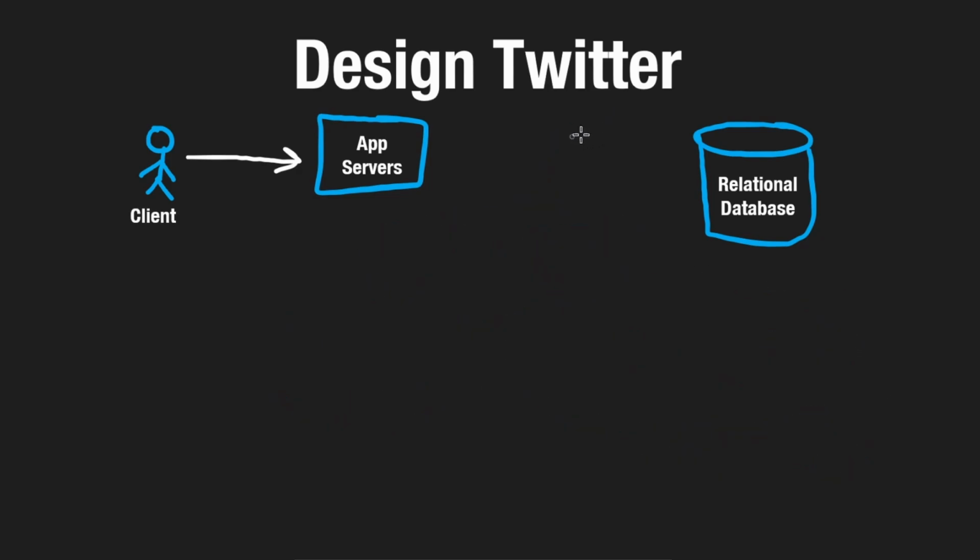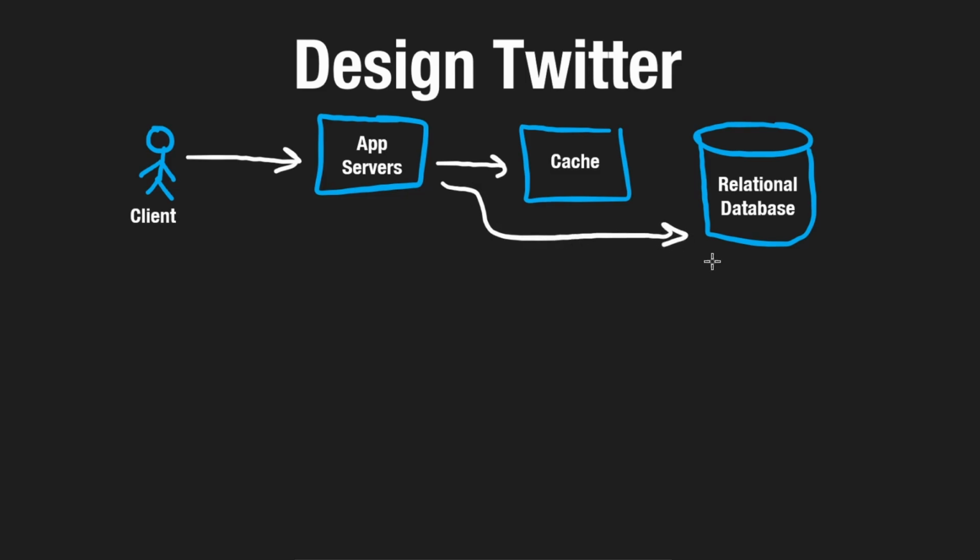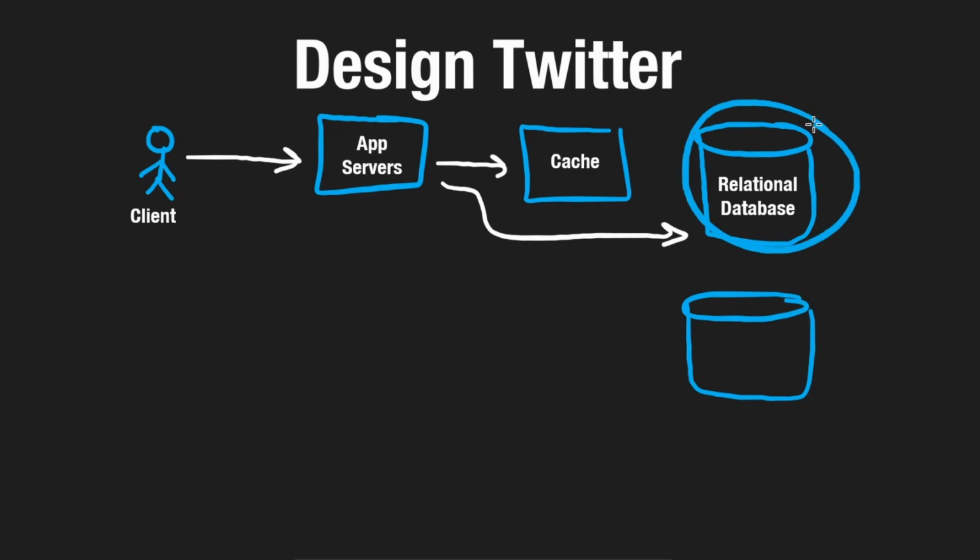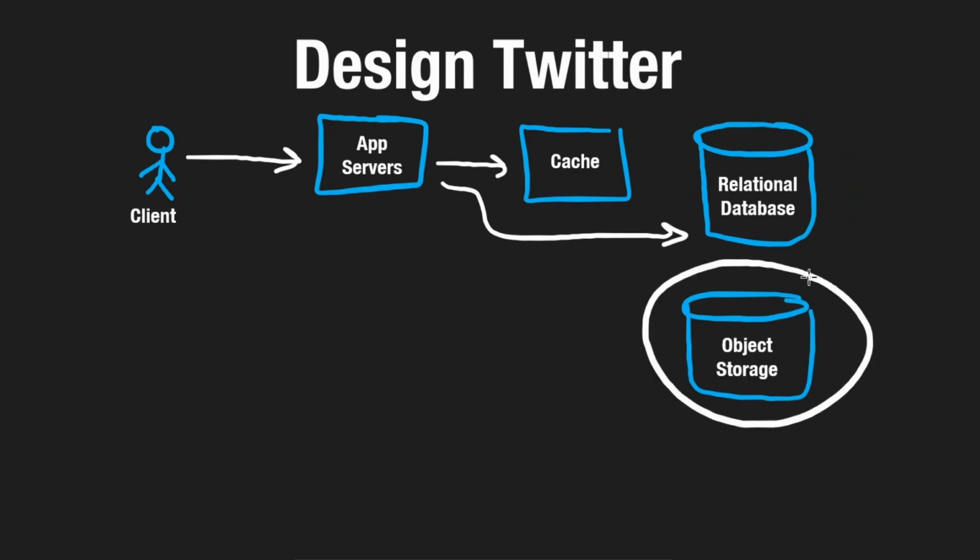Now, with the massive amount of reads that we're going to be doing, we basically have to have a caching layer in between. So as we're reading tweets, we will be hitting our cache before we hit our database. But also remember that we are going to be storing media, so we need a separate storage solution for that media. Relational databases aren't the best for that. So we'll have some type of object storage for that, something like Google Cloud Storage or Amazon S3.